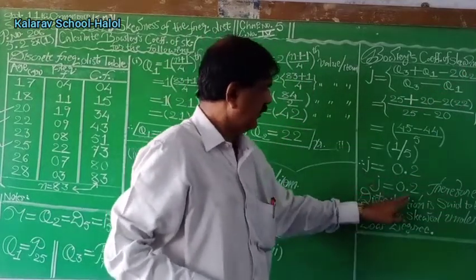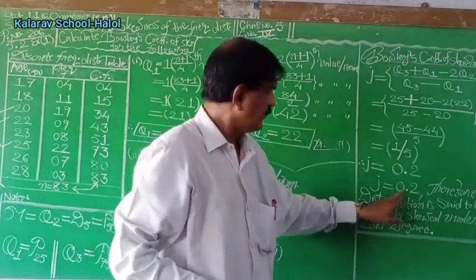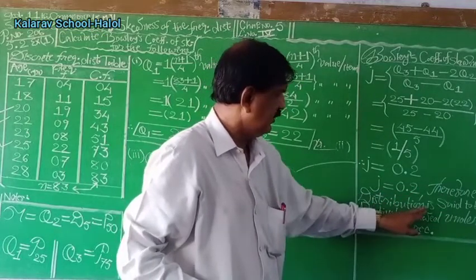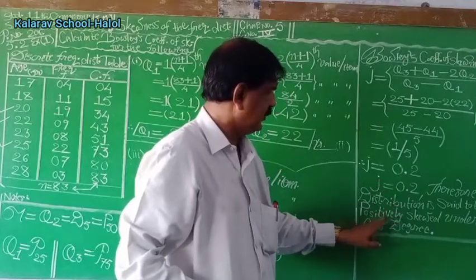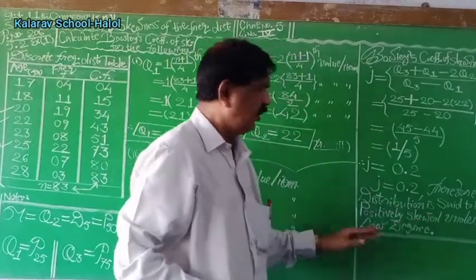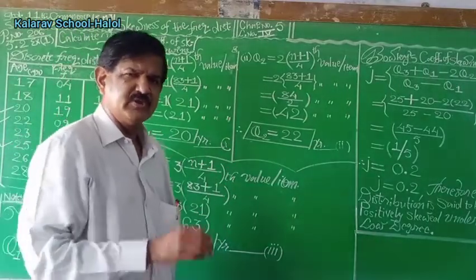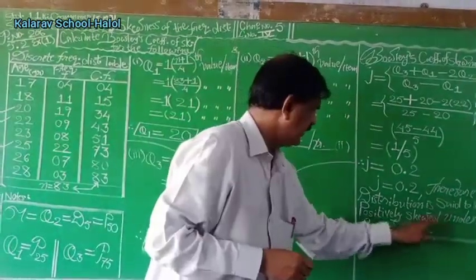As J is equal to 0.2, since J, the coefficient of skewness, is 0.2, therefore the frequency distribution is said to be positively skewed. The answer is plus, means positively skewed of low degree, because the answer is somewhat near to 0, between 0 and 0.5 but near to 0, and that is why we should write skewness of low degree.